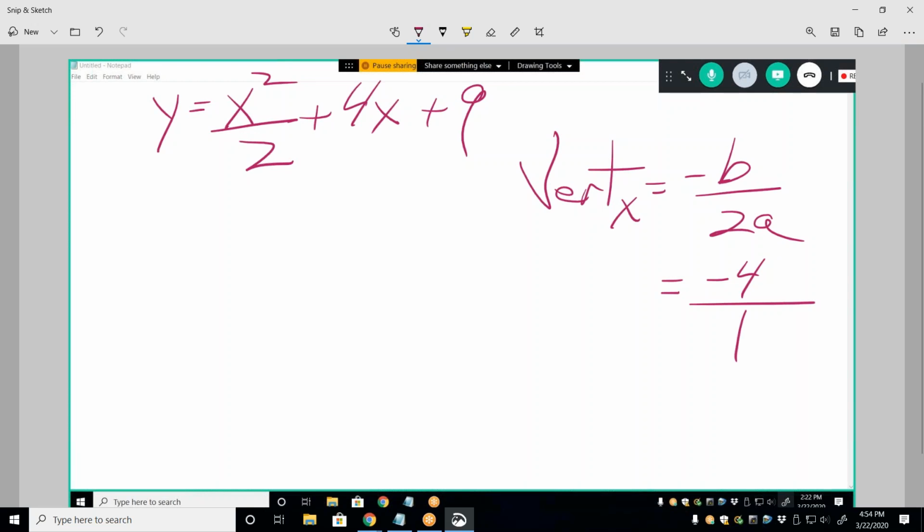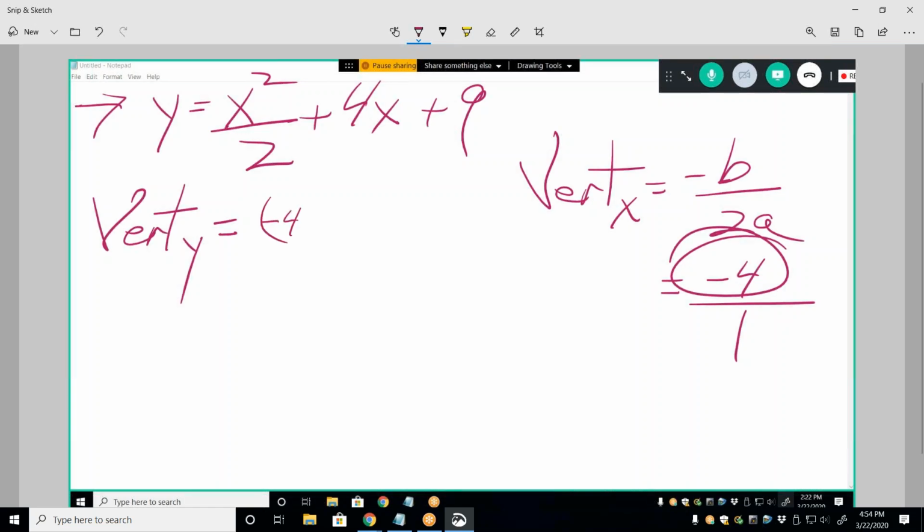How do we get the y-coordinate of the vertex? Set it equal to 0? No. Substitute your x-coordinate into the function. Right? Doesn't that make sense? If that's what y equals, and we know x is minus 4 at the vertex, then we're just going to substitute minus 4 in there. And that's going to give us our y-coordinate. And then we'll have the x and the y-coordinate of the vertex. Keep going. Simplify this.